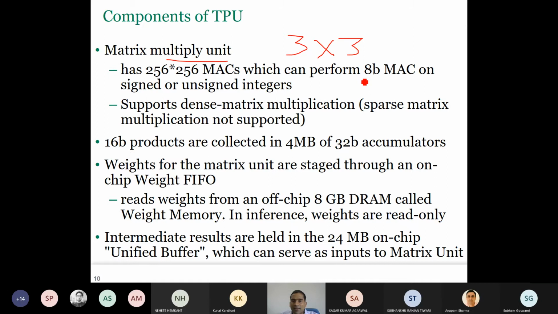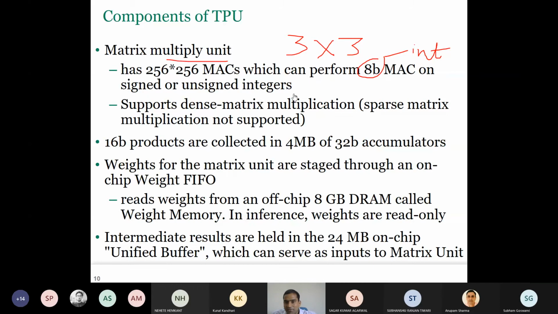Here each of the MACs can only perform operations on 8-bit integers. That means it cannot support floating point operations. It can work on either signed integers or unsigned integers. That means TPU version 1 has no support for floating point operations. Fine.